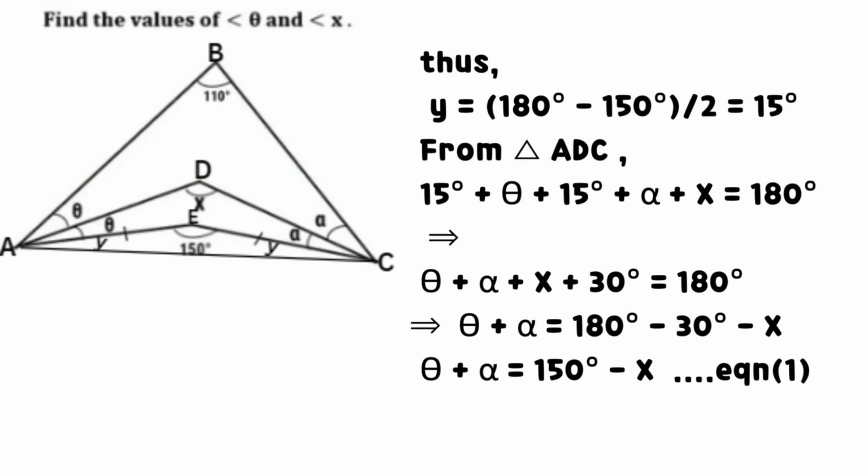From triangle ADC, the sum of 15 degrees, theta, 15 degrees, alpha and x equals 180 degrees. Combine like terms and simplify. We have that the sum of theta and alpha equals 150 degrees minus x. We call it equation 1.